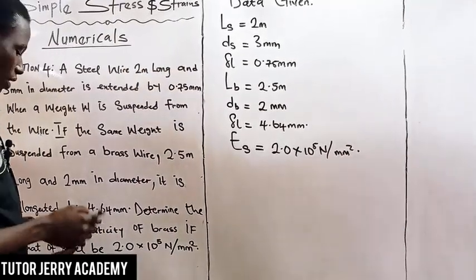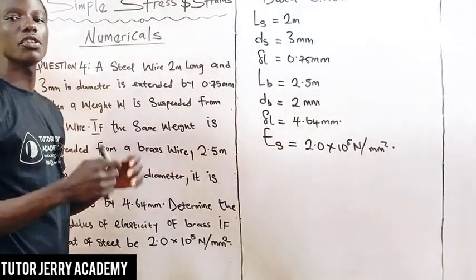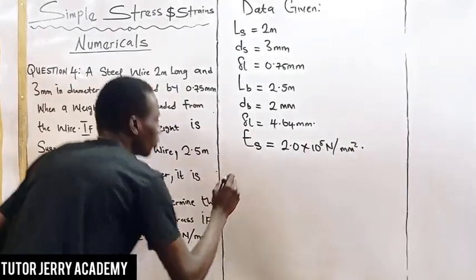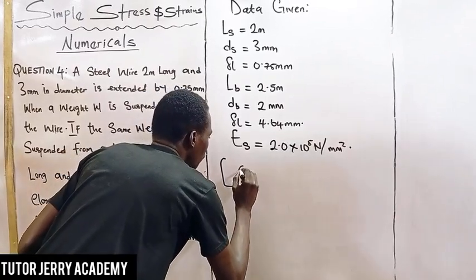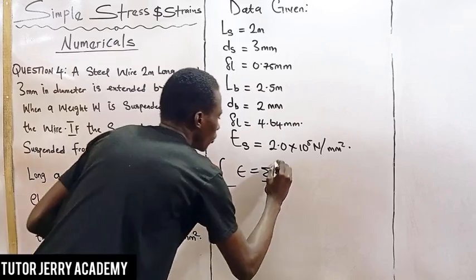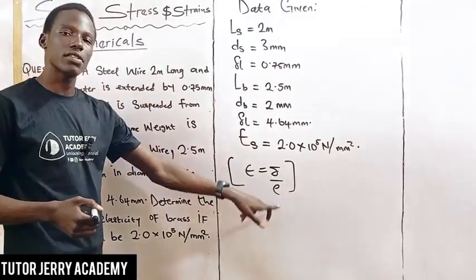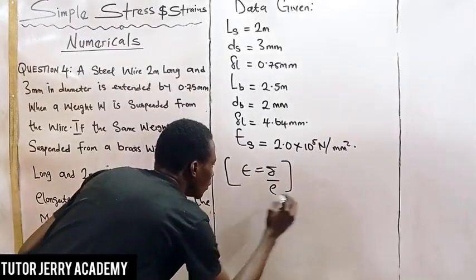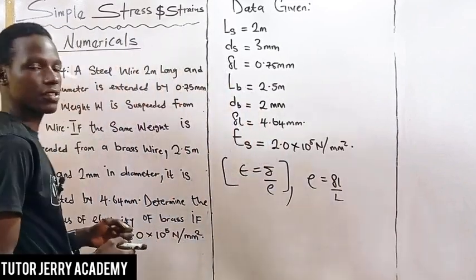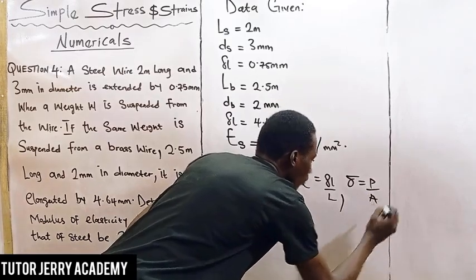Now, this is what I have. So next, we are going to be solving this question. First, we are going to be using our relationship of modulus of elasticity, stress, and also strain. We know that E is equal to sigma over epsilon. This is our first relationship for modulus of elasticity, stress, and strain. We also know that strain equals our change in length over original length. Also, we know that sigma equals force over area.